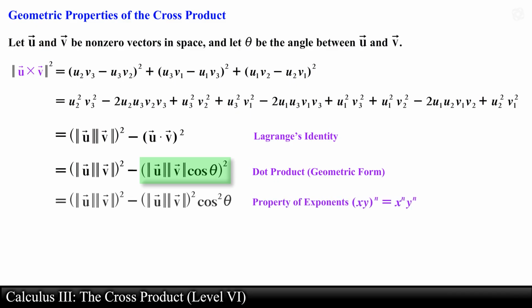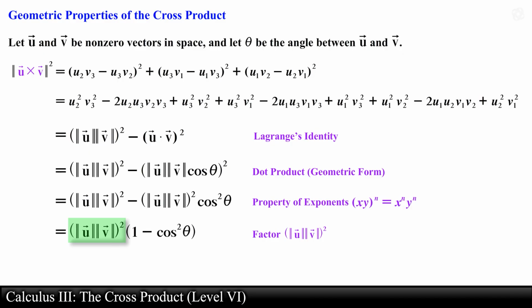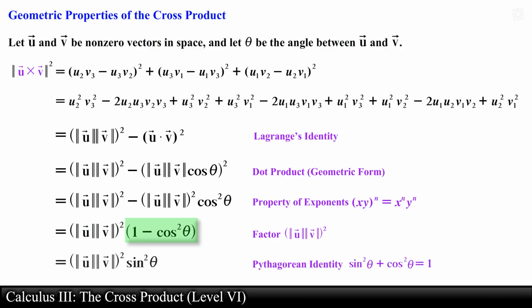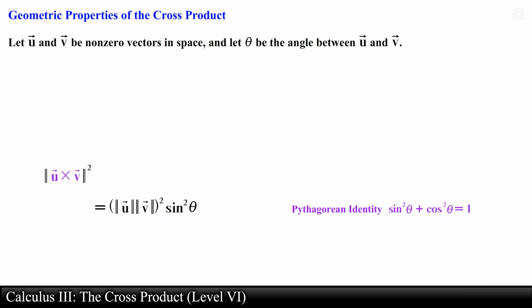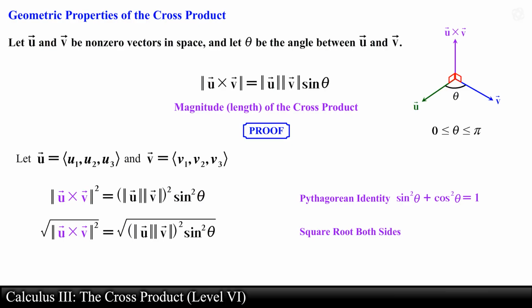Then, we use the property of exponents to rewrite this expression. Next, we factor out the product of the magnitudes squared. From here, we replace 1 minus cosine squared of theta with sine squared of theta by making use of the Pythagorean identity sine squared plus cosine squared equals 1. The last step is to take the square root of both sides. And since theta is an angle between 0 and pi, the sine of theta will always be positive. And this ends the proof.